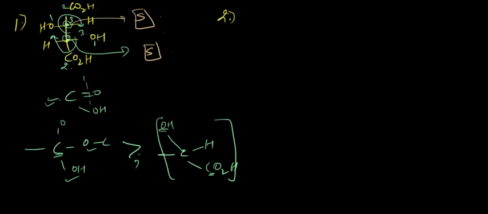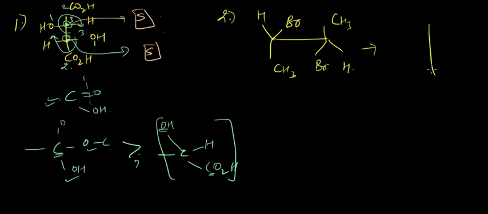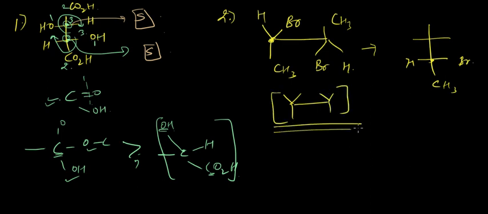The second example: we have to calculate the R and S for this compound by first converting it into a Fischer projection. This is the first carbon we are talking about, with CH3, H and Br here. I hope you remember that for drawing the Fischer projection of any compound, the sawhorse formula has to be in eclipsed form. So first convert it into eclipsed form by having a rotation here.